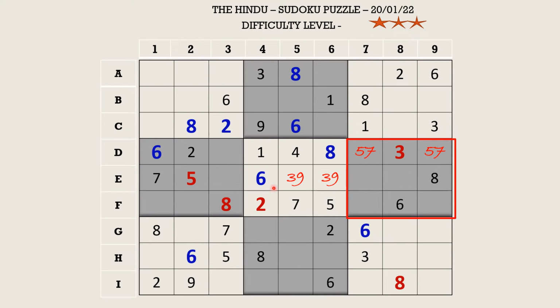There is a 2 in F row and a 2 in column 8 which blocks these 3 cells. So E7 takes 2.